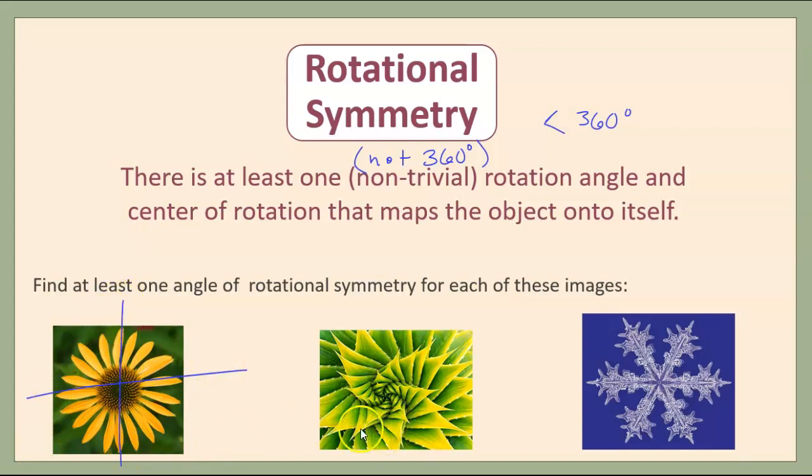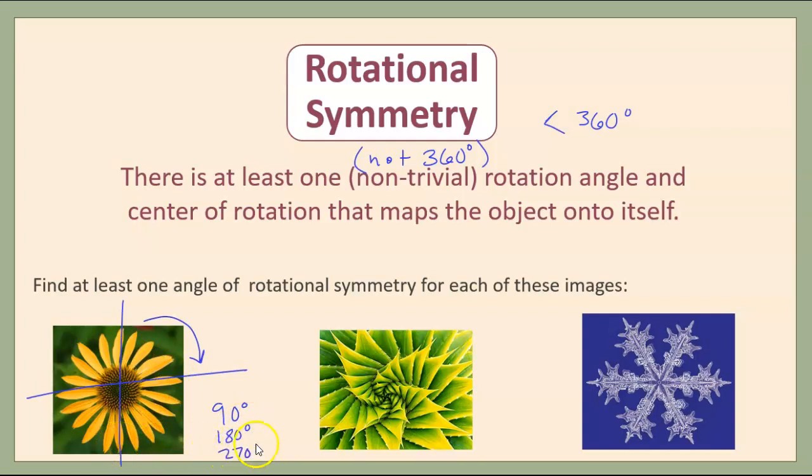There. If I rotated this 90 degrees down, this petal would kind of land right on that petal. This one would land here, this one would land here. That looks like 90 degrees would be a good rotational symmetry. Notice if we rotated it 180 degrees all the way down here, the same thing would happen. 180 degrees is another rotational symmetry.